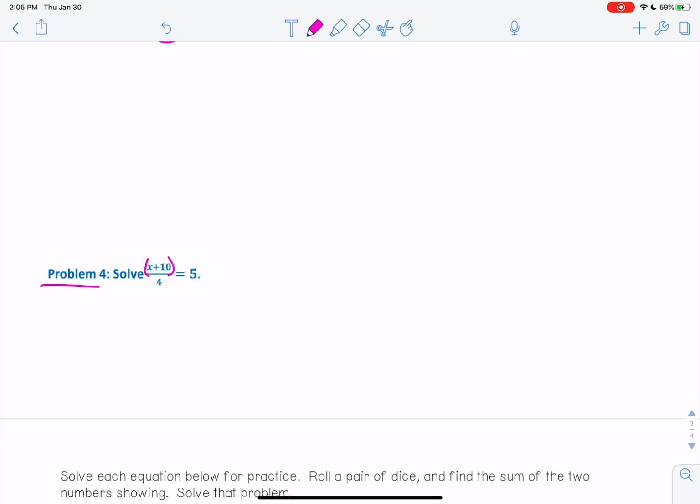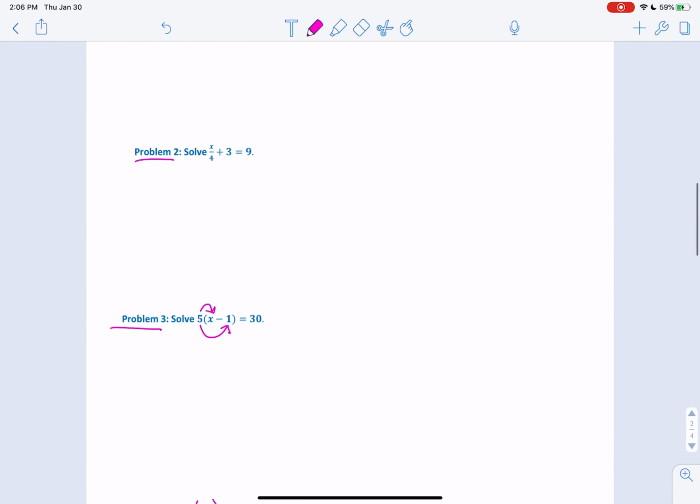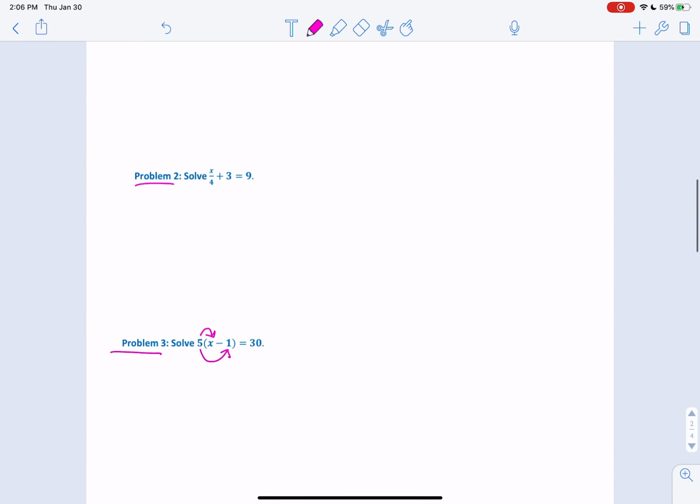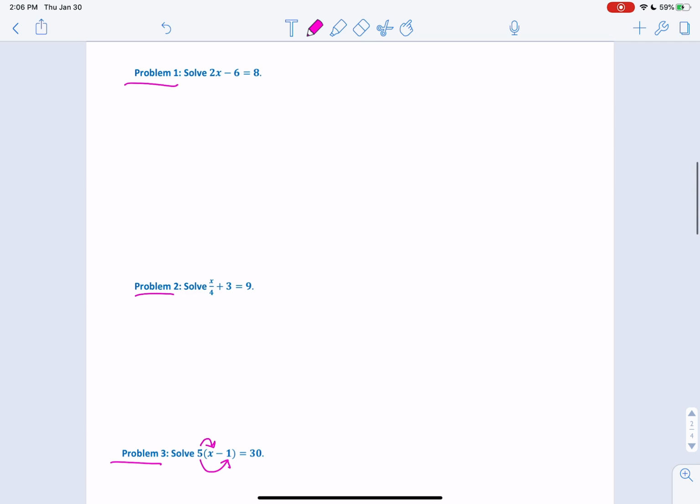So when you're solving that problem, if you're going backwards in order of operations, what you need to keep in mind is division comes before parentheses, because parentheses will now be last, right? Because we're going backwards. So you're going to take care of that 4 before you touch the x plus 10. So go ahead and try to solve these 4 problems on your own, stop the video, and then restart when you're done to check to see if you got the right answer. Go ahead and stop the video now.